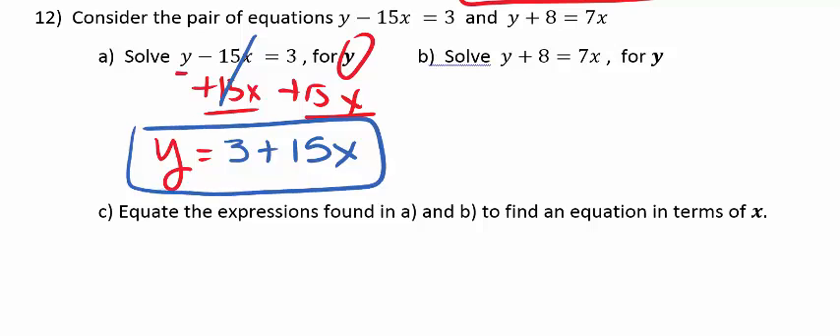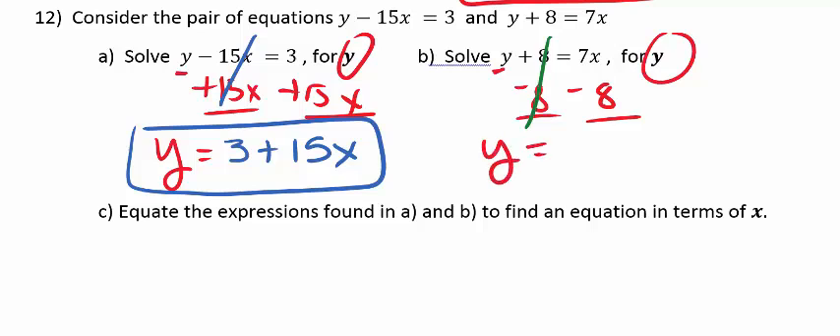Now in B, we want to solve for y. Here's y in the equation. We have a plus 8, so I want to do the opposite and subtract 8 from both sides. That way this plus 8 and minus 8 go away, and I'm left with y equals 7x minus 8.